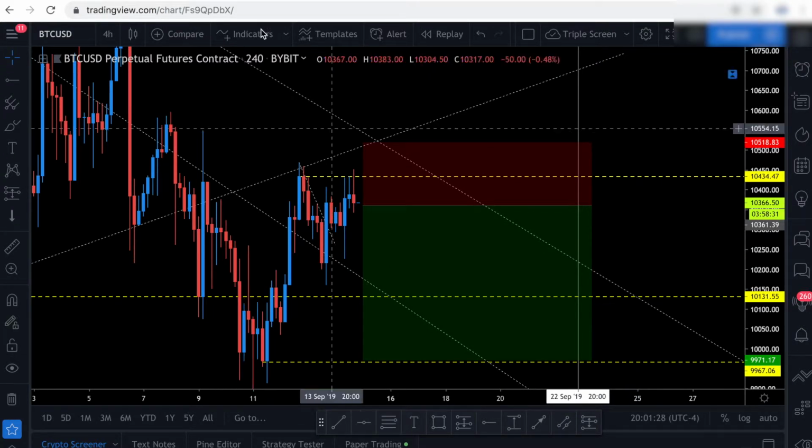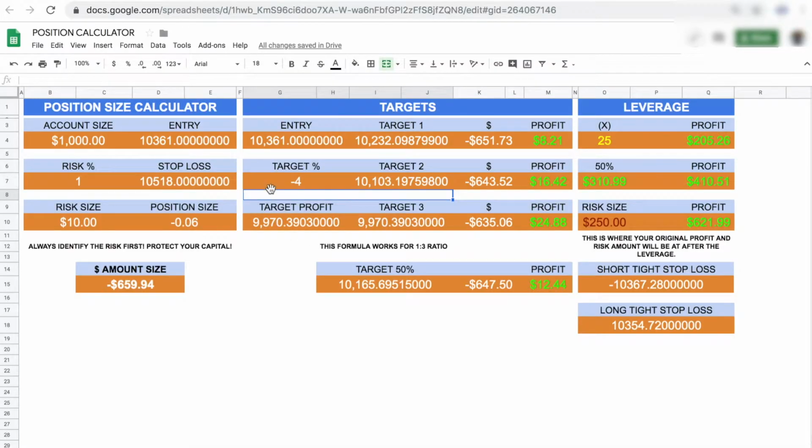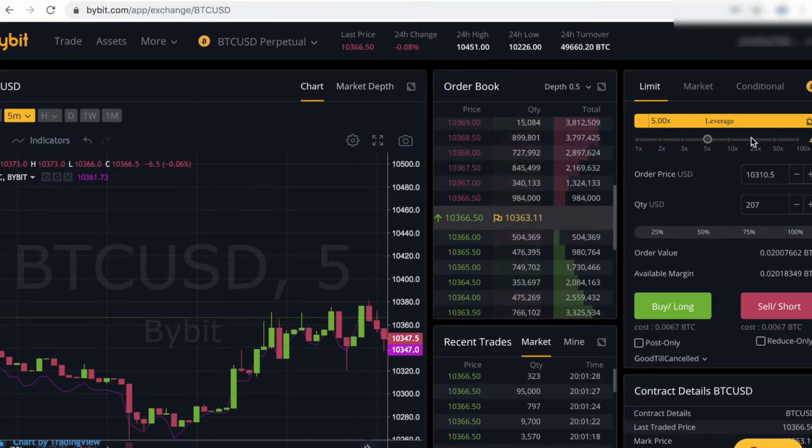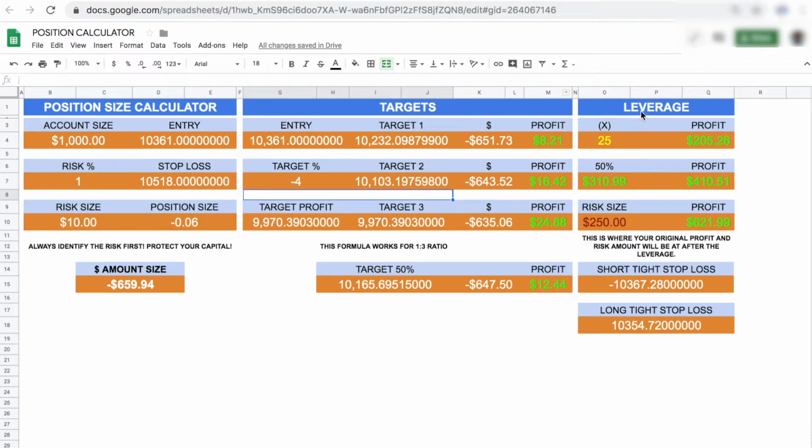Okay, but now that we put all these numbers in the position, now we're using Bybit, and let's say I want to do 5x leverage. So in my position calculator, where it says leverage in yellow, I'm going to put a 5. I'm going to hit enter, and that's going to give me the potential profit and the potential risk now. Okay, at the beginning with 1%, I'm risking with a $1,000 account size, $10. But now, since I'm doing 5 times, my risk is $50.